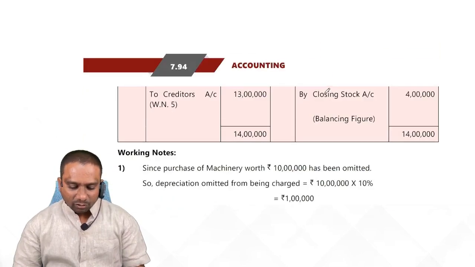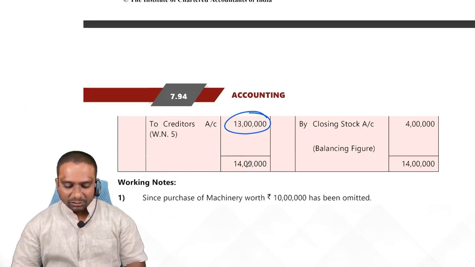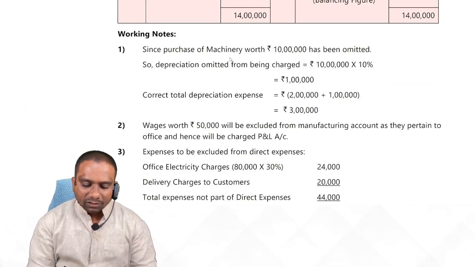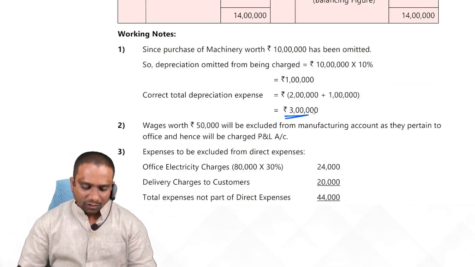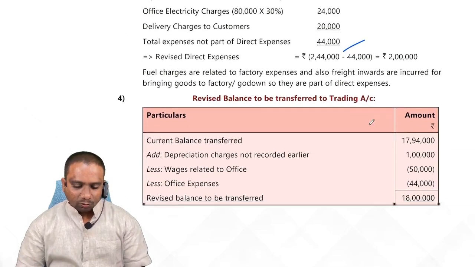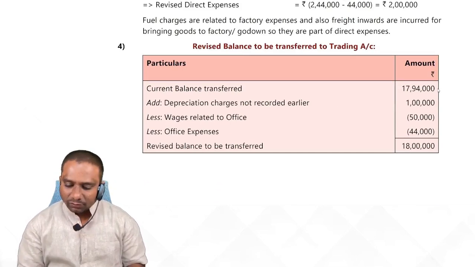Yes, the raw material account it is. Creditors we already calculated. So 1 lakh plus 13 lakhs. Observe the closing stock calculation. Since purchase of machinery, okay, this is fine. Over. Wages also completed. Now, the revised balance to be transferred to the trading account. Look at the current transferred amount.